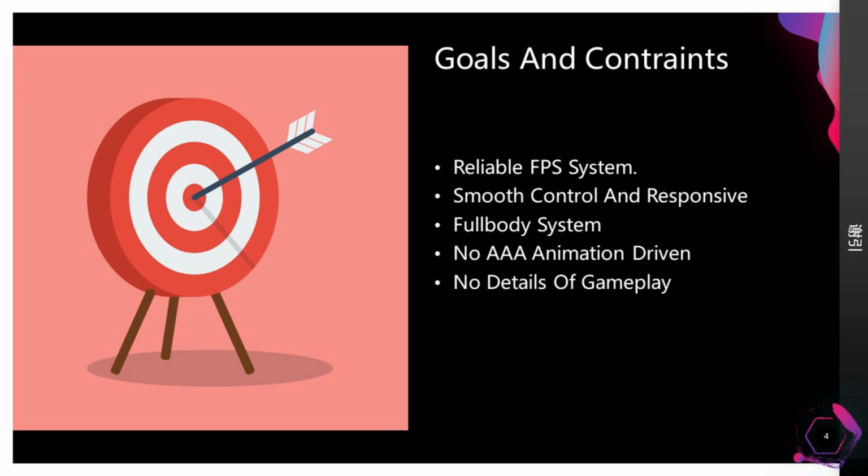And here are the goals we want. First off, there are so many kinds of FPS games, and so many ways to make FPS games. So it's not about right or wrong in how you do things differently. But there are always some essential things we need here. First, we want a reliable FPS system. And we need the game to be smooth and responsive. Then we need a full body of the character model. Also, we're not doing an AAA-level animation-driven workflow, and we're not going to talk about details of gameplay, as there are already a lot of tutorials about that on YouTube.